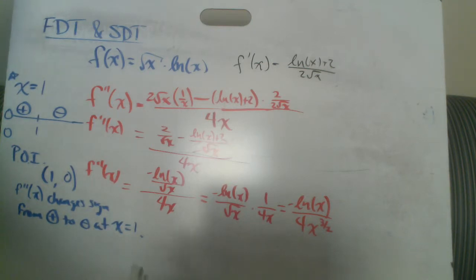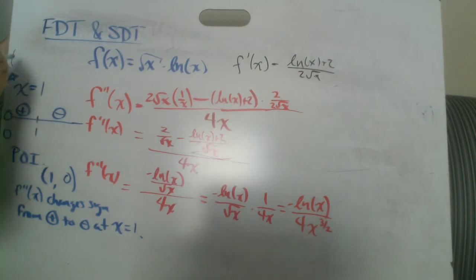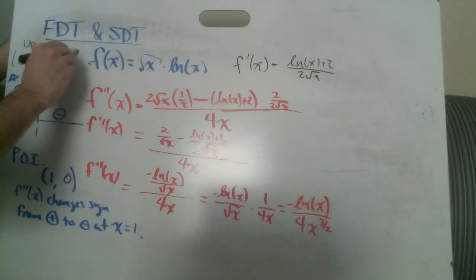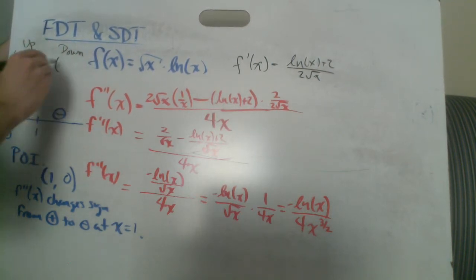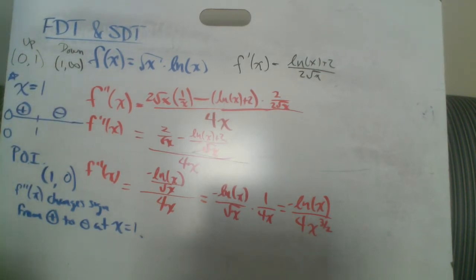The last thing is just our intervals of concave up and concave down. So we're concave up on the interval from 0 to 1. And we're concave down on the interval from 1 out to infinity. Okay. So this was a quick recap of the first and second derivative test, just done algebraically.